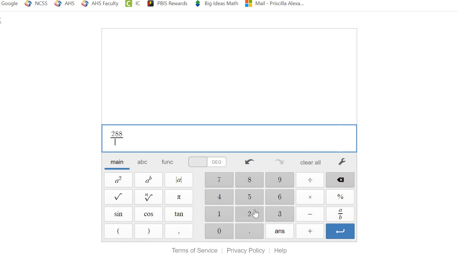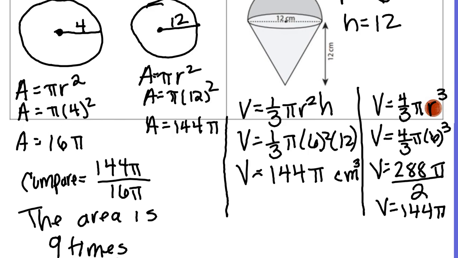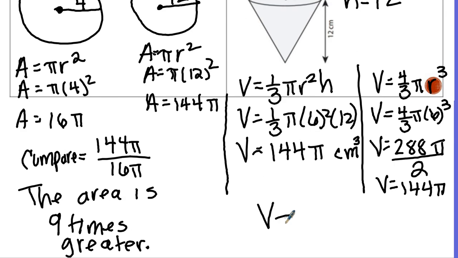288 divided by 2 is 144. Volume equals 144 pi for the hemisphere. So I'm going to take these two and add them together to get the total volume. So 144 pi plus 144 pi.